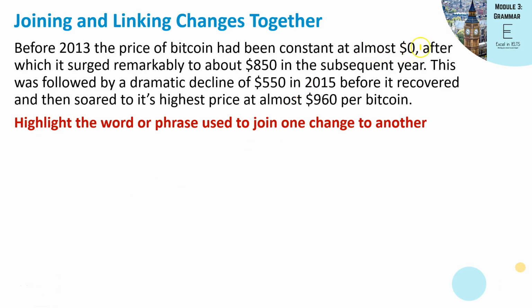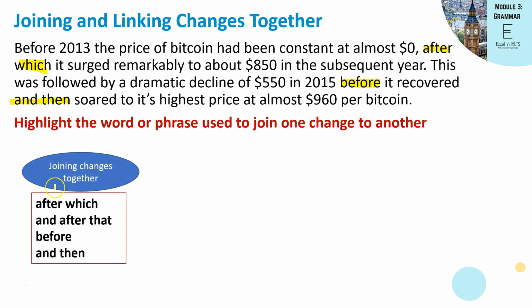What you should have highlighted is, one, after which, that's the first one. Another one is also here, which is before, and then. So these are the three words or phrases that have been used in this paragraph to join one change to another. There's also another additional one that you can use, which is and after that.